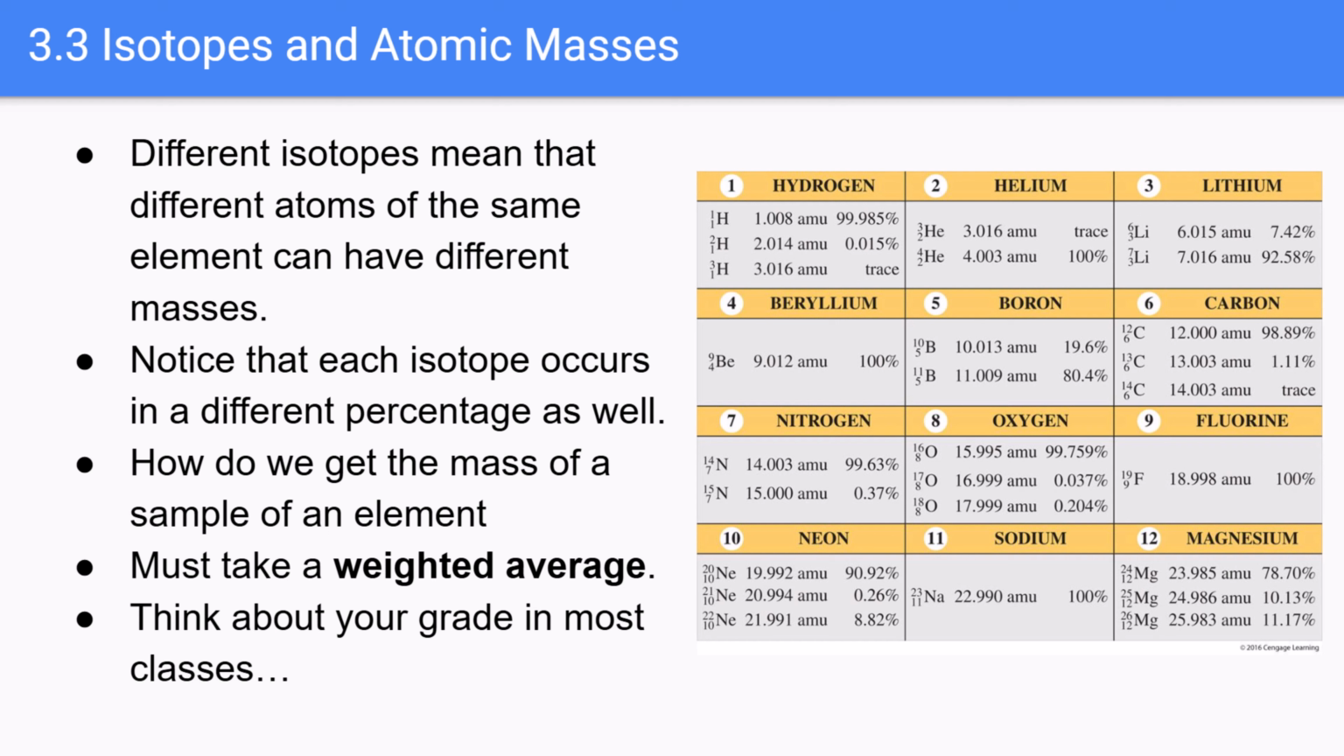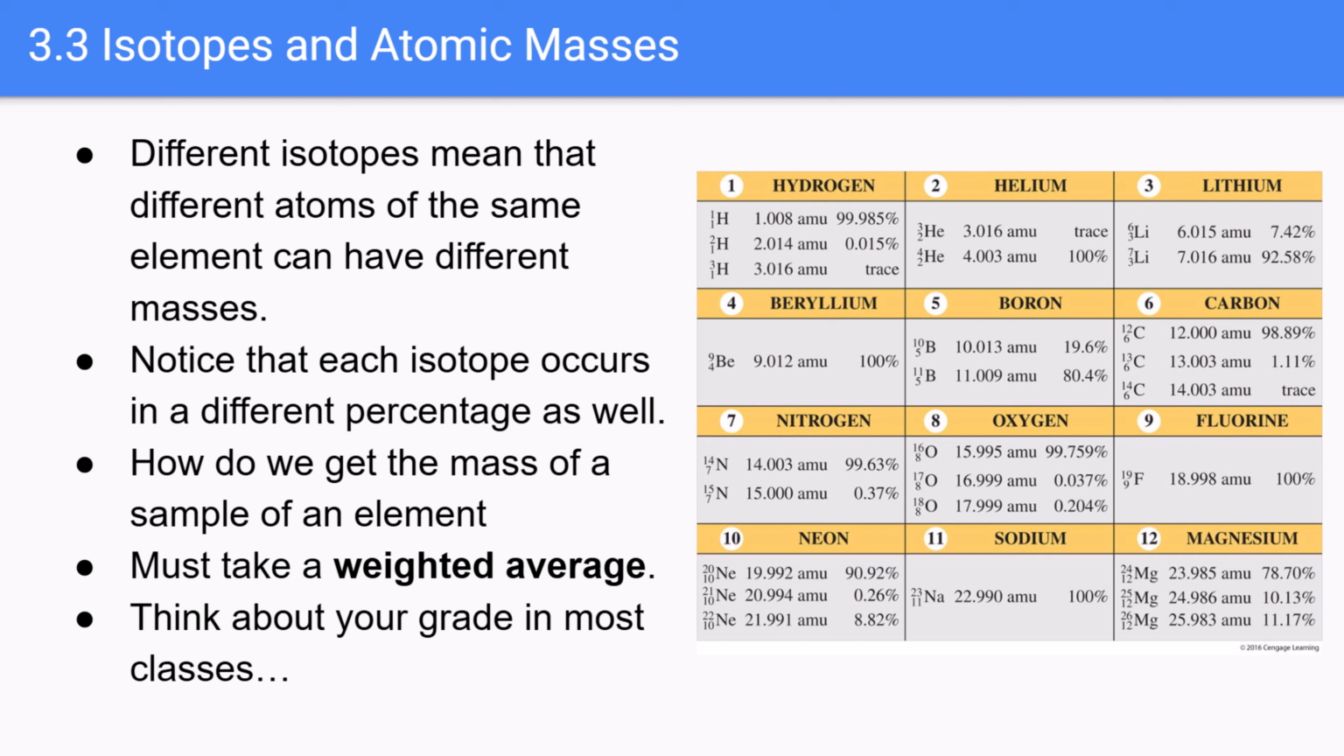Hydrogen's mass number for its most abundant isotope is 1, but for its second most abundant isotope, it's 2. Again, the mass number of that being 2. And then hydrogen also has an isotope with a mass number of 3. So how do we get the mass of a sample of an element? If I were to take a chunk of an element, it's very unlikely that I get just one individual isotope of that element. So how do I take the mass of that particular element? And what we do is we take what is called a weighted average.